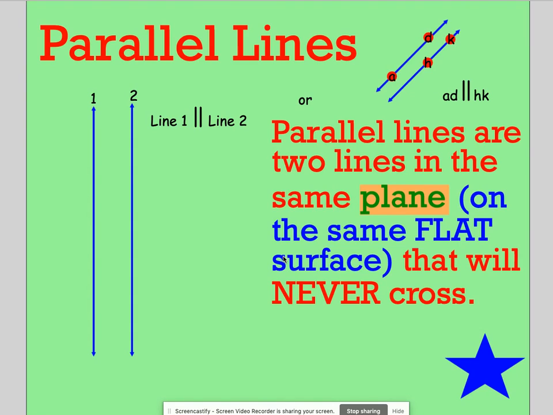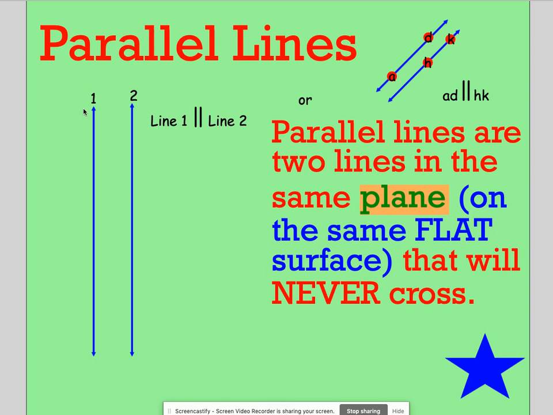Now we're going to talk about line relationships. There are three types of line relationships that we're going to discuss. The first is parallel. Parallel lines are two lines in the same plane. And remember, we said that means on the same flat surface. These parallel lines will never cross. They're traveling in the same direction at the same angle.